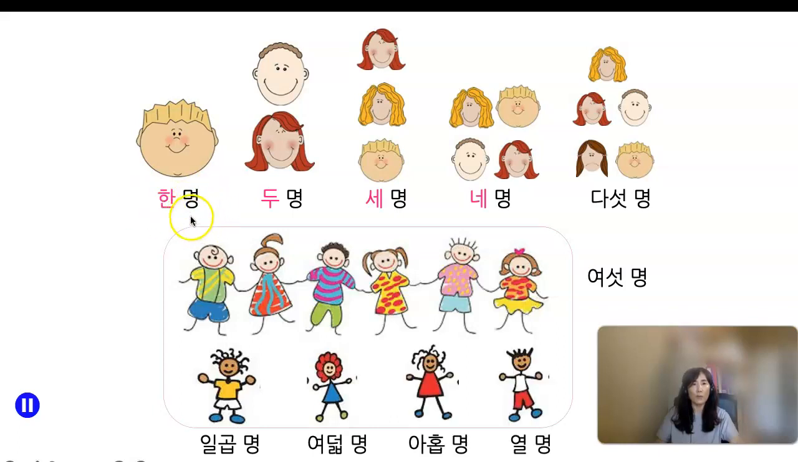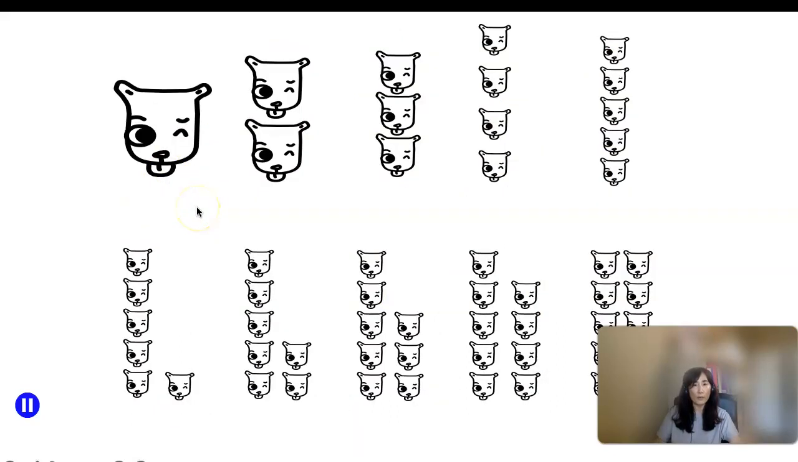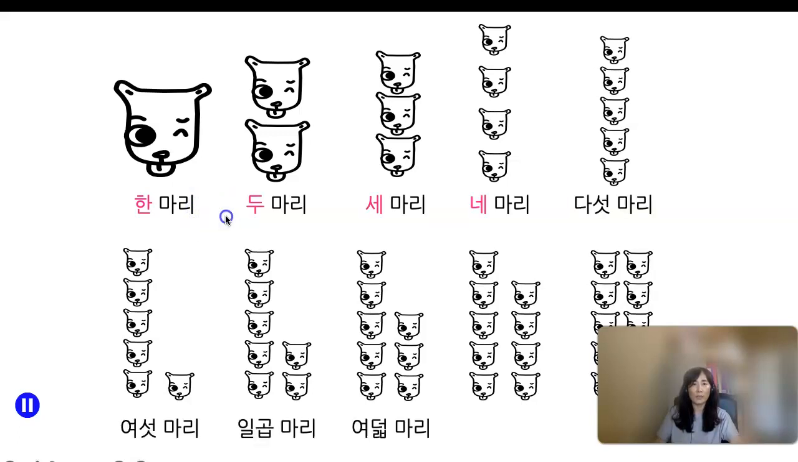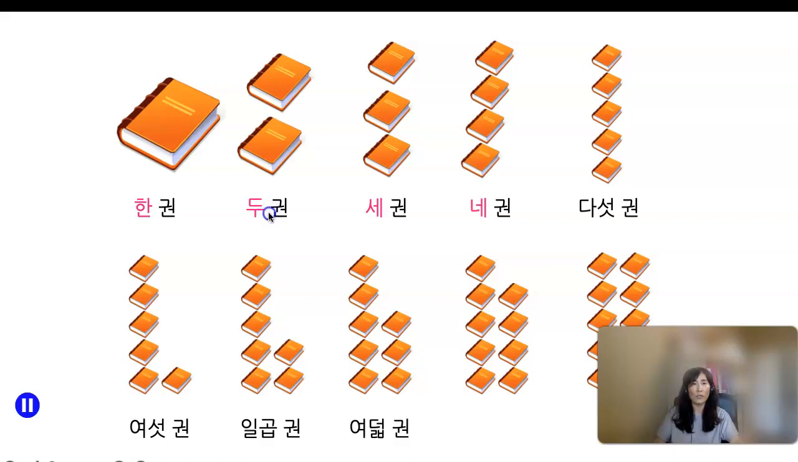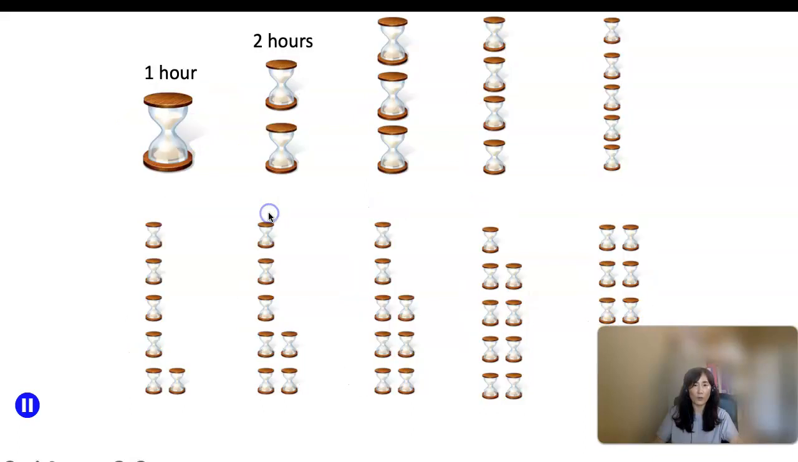So the counter for person is 명. For animal, what was the counter? 마리. 한 마리, 두 마리, 세 마리, 네 마리, 5마리, 6마리, 7마리, 8마리, 9마리, 10마리. Volume of the book, the counter is 권. 1권, 2권, 3권, 4권, 5권, 6권, 7권, 8권, 9권, 10권.